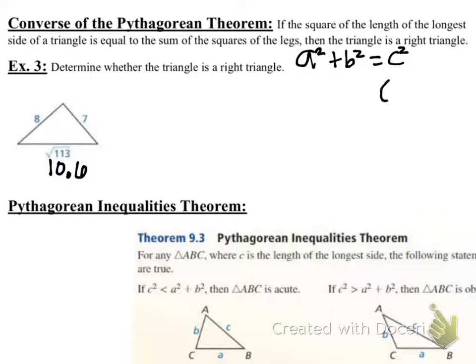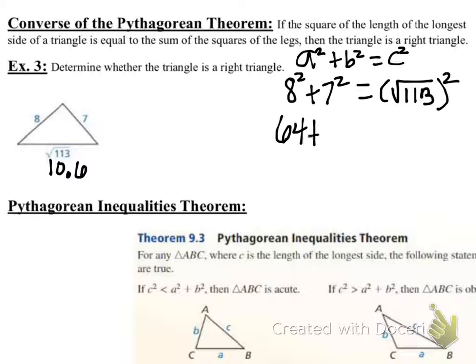So making sure I use parentheses so we make sure that this exponent is evenly distributed. Some of you don't like parentheses, I'm sorry, they are important. So we have 8 squared plus 7 squared, and that just comes from the other two sides. Doesn't matter which one is which, you could have written 7 squared plus 8 squared. So we have 64 plus 49, if we simplify that. And then again, we have an exponent and a square root. Those cancel each other out, so this side is 113.